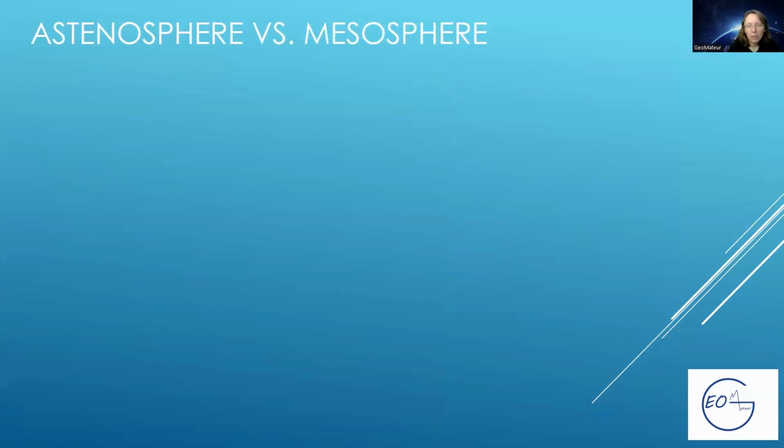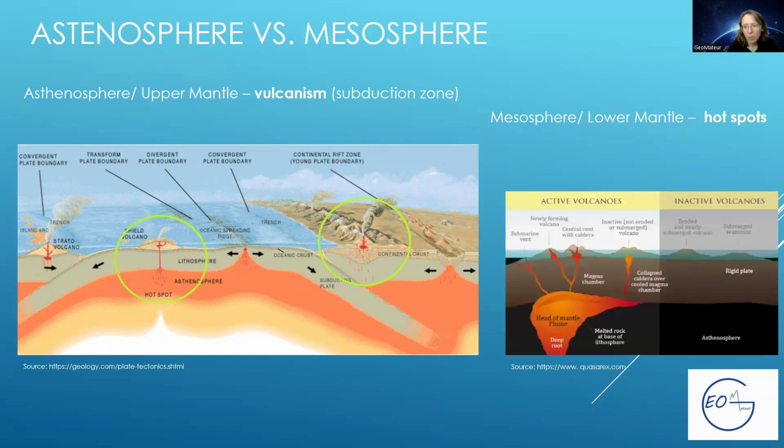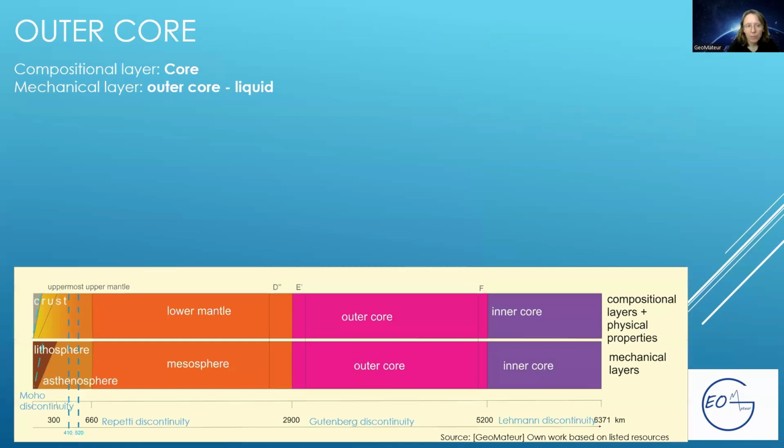If we compare asthenosphere and mesosphere, we notice that the asthenosphere, or upper mantle, is responsible for volcanism in subduction zones. Mesosphere is responsible for hotspots, for example, the Hawaiian Islands. And we are going deeper and deeper. Outer core: mechanically it is a liquid outer core, compositionally it is only a core.